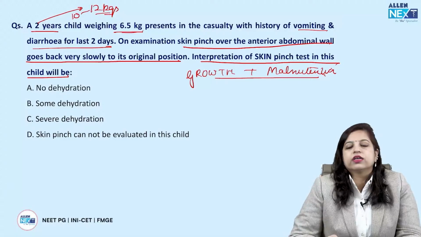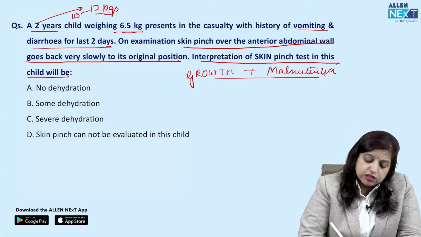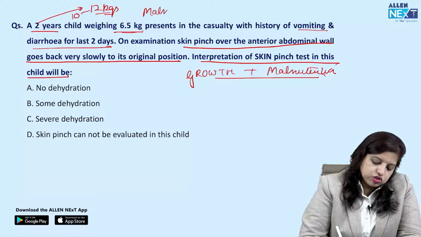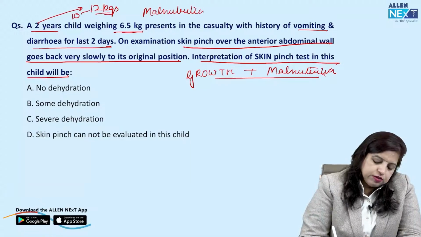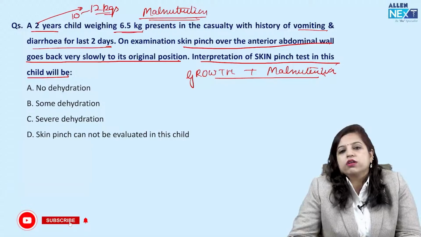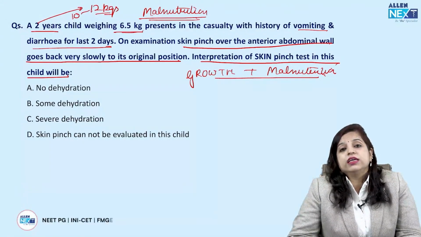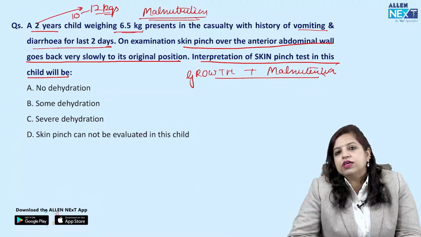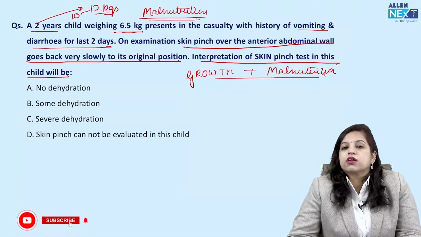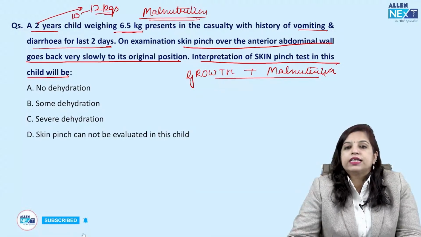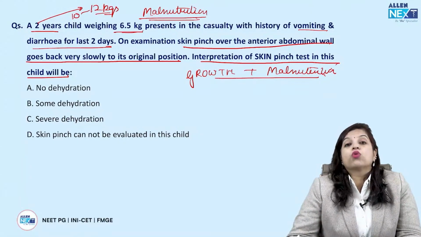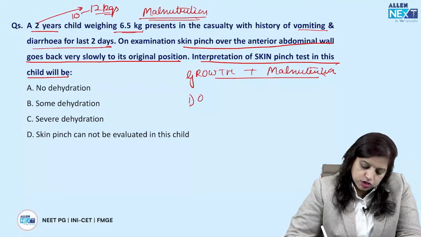See, very importantly, whenever there's a child with malnutrition, remember that in children with malnutrition, skin pinch is not a reliable test for assessing dehydration. Why? Because anyways, there's a loss of subcutaneous fat. So anyways, the skin pinch is going to be delayed. So that is not a reliable marker of dehydration. A more reliable marker would be testing the moistness of the oral mucosa.